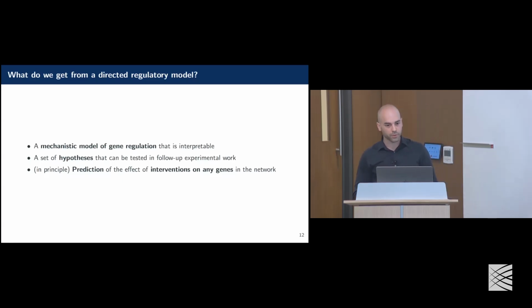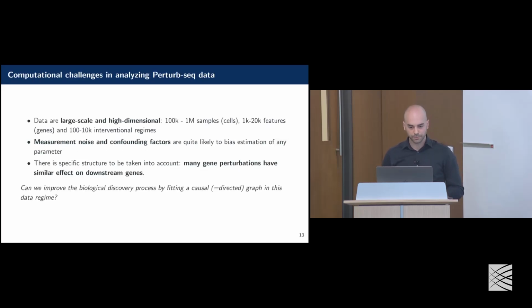And in principle, once we have those densities, we've seen in the talk before some examples of manipulated densities or interventional densities, where we could be able to predict the effect of interventions in any genes in the network. And again, I write in principle because with the current methods we're not actually able to do that. But that's why we would like this kind of directed regulatory model. So, why is it difficult? First, the data is large scale and high dimensional. We can have up to millions of samples in the recent Perturb-seq data sets.